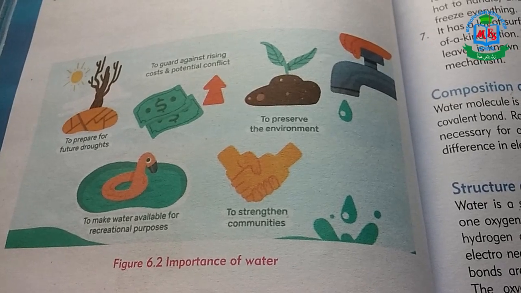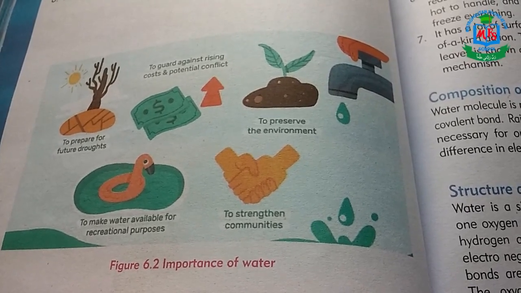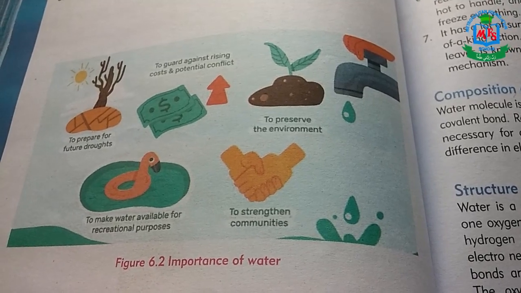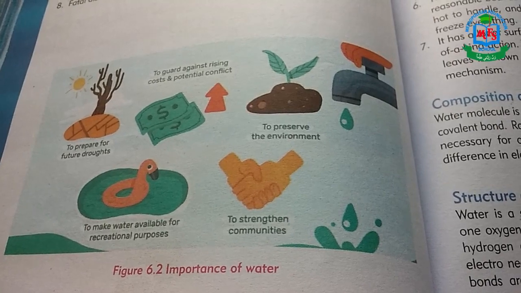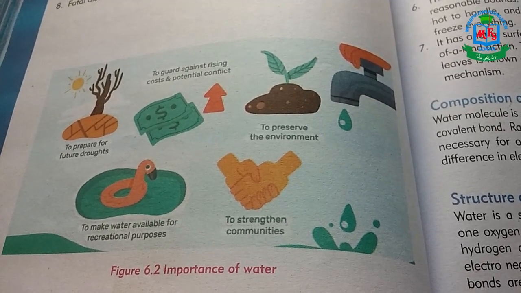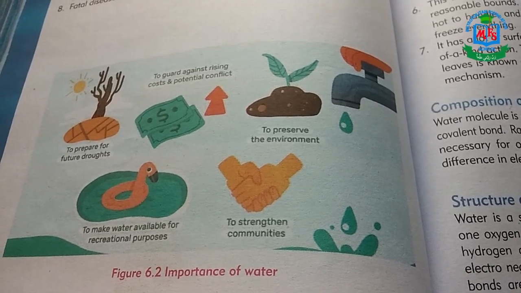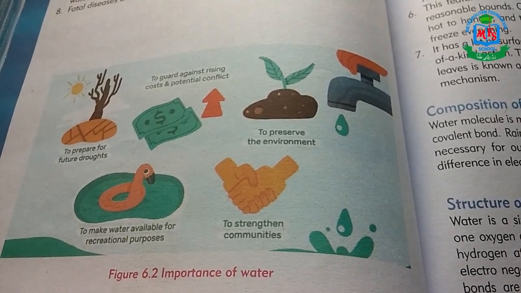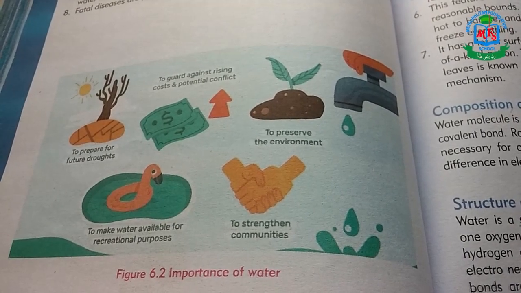Different waste materials like urea, ammonia and creatinine are removed from our body through urine. These waste materials are first dissolved in water and then removed from our body through urine.